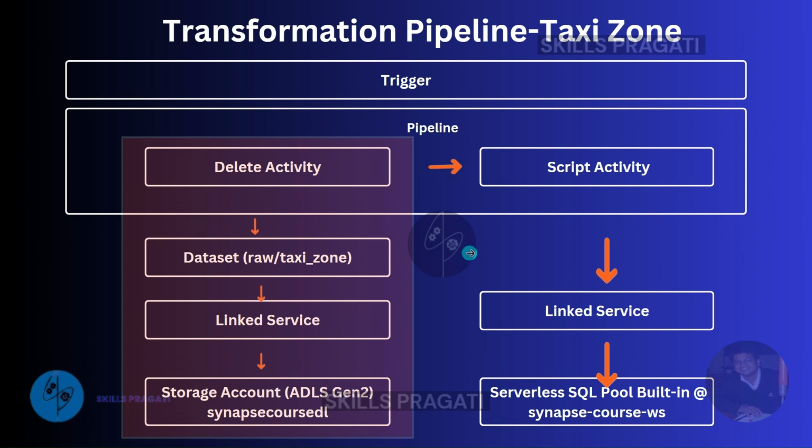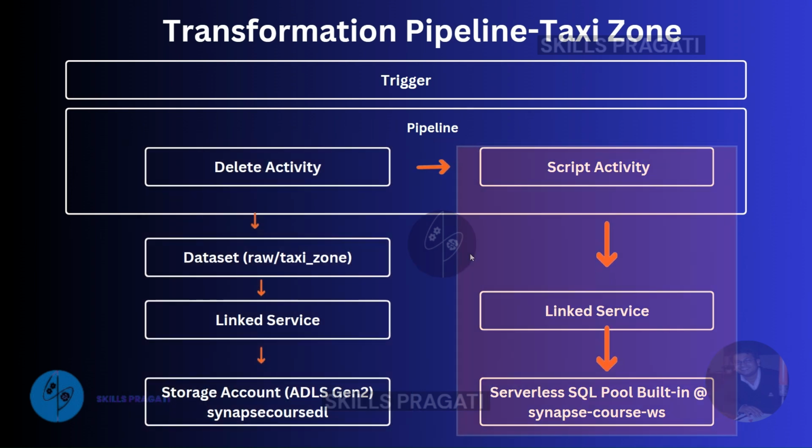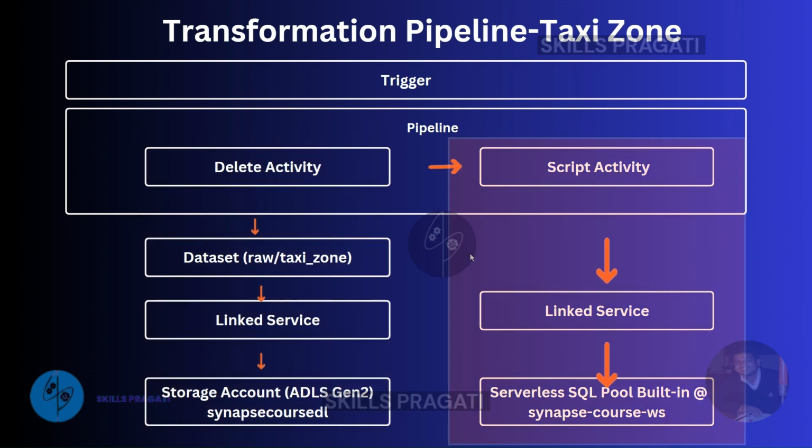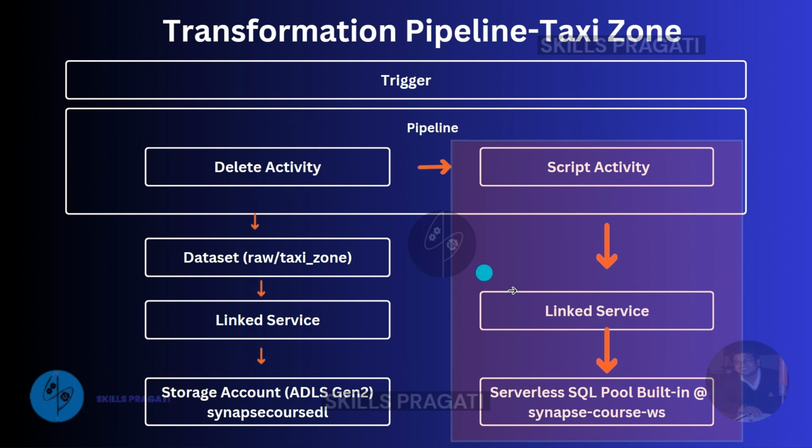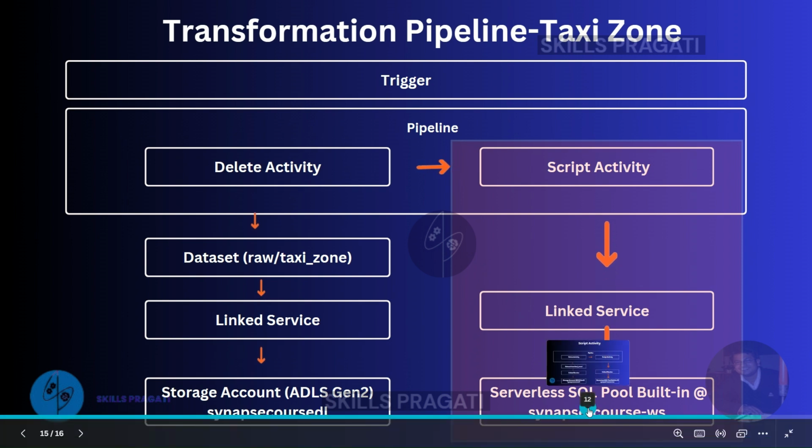Welcome back. Now that we've created the pipeline with the delete activity, let's now add the script activity. For this, first, we need a linked service to hold the connection information to this serverless SQL pool. We then need to add the script activity with the required SQL statements. Let's switch over to Synapse Studio and get started.